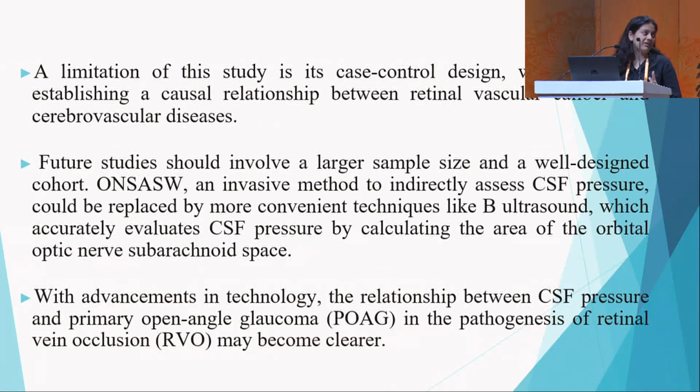The limitation of our study is that it is a case control study, which prevents a causal relationship from being established. Further studies should involve a larger sample size and a well-designed cohort study. Optic nerve subarachnoid space width, an invasive method that indirectly assesses CSF pressure, could be replaced by a more convenient technique like B ultrasound, which accurately evaluates CSF pressure by calculating the area of the orbital optic nerve subarachnoid space width.